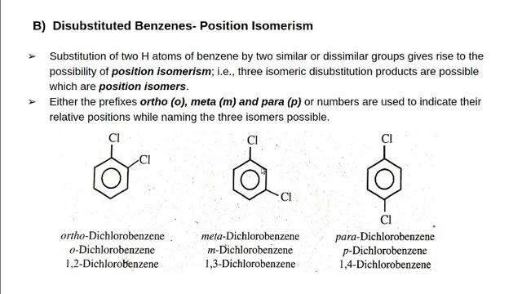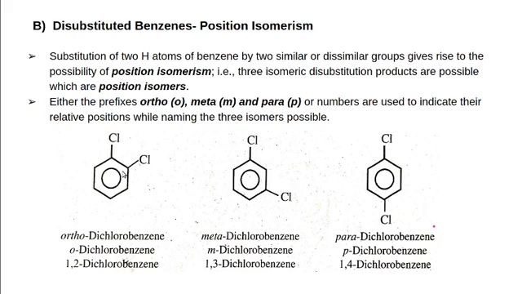If the substituents are on the 1 and 3 positions, then we name it 1,3-dichlorobenzene, or meta-dichlorobenzene or m-dichlorobenzene. If the substituents are on the 1 and 4 positions, then they are named 1,4-dichlorobenzene, or para-dichlorobenzene or p-dichlorobenzene. So based on the positions of the two substituents, there are three different isomers: ortho, meta and para.